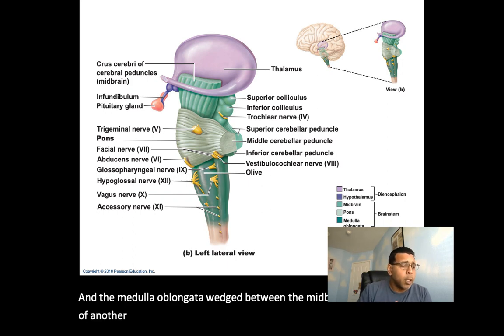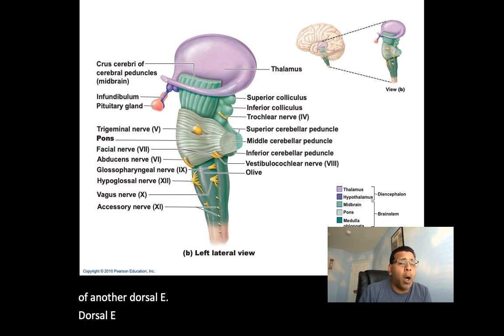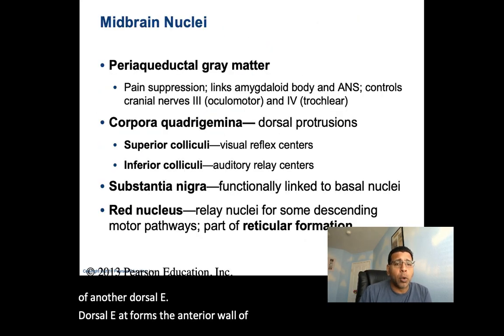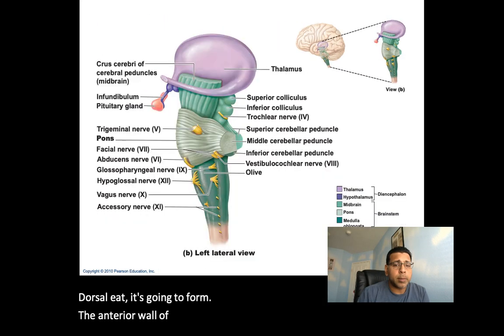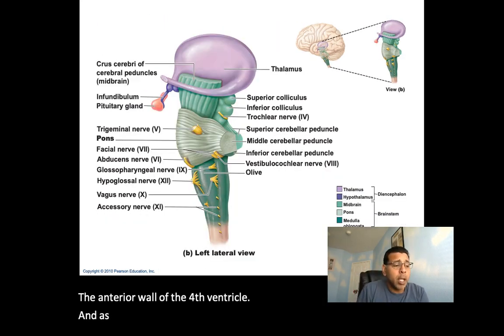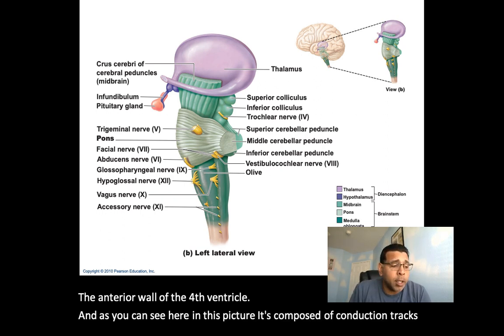Dorsally, it forms the anterior wall of the fourth ventricle. And as you can see here in this picture, it is composed of conduction tracts.